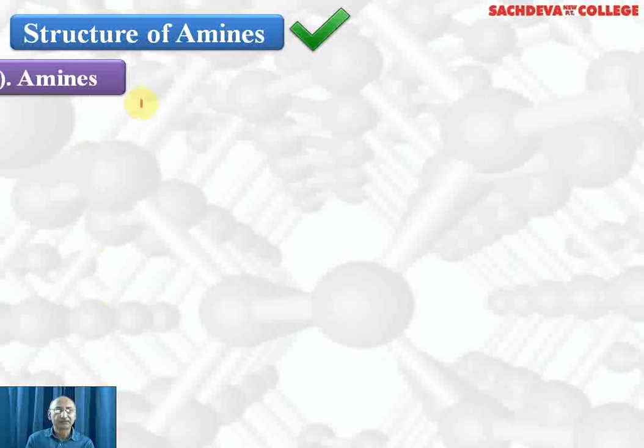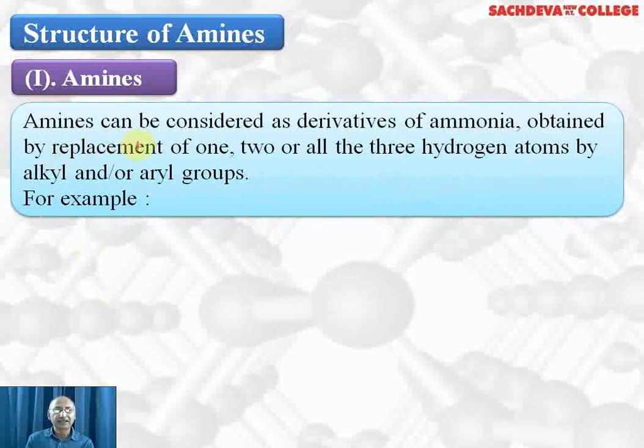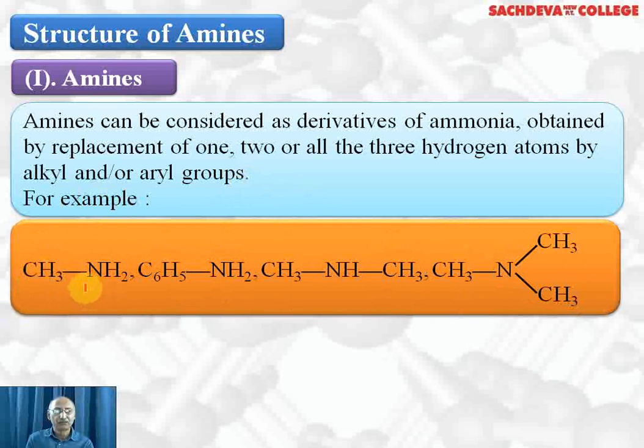Let's take up amines. First we are taking the structure of amines. What are amines? Amines can be considered as derivatives of ammonia obtained by replacement of one, two, or all the three hydrogen atoms by alkyl or aryl groups. For example, here one hydrogen of ammonia has been replaced by a methyl group. So we get methylamine. Here one hydrogen of ammonia has been replaced by a phenyl group. So this is aniline. Here two hydrogens of ammonia have been replaced by two methyl groups. So we have got dimethylamine.